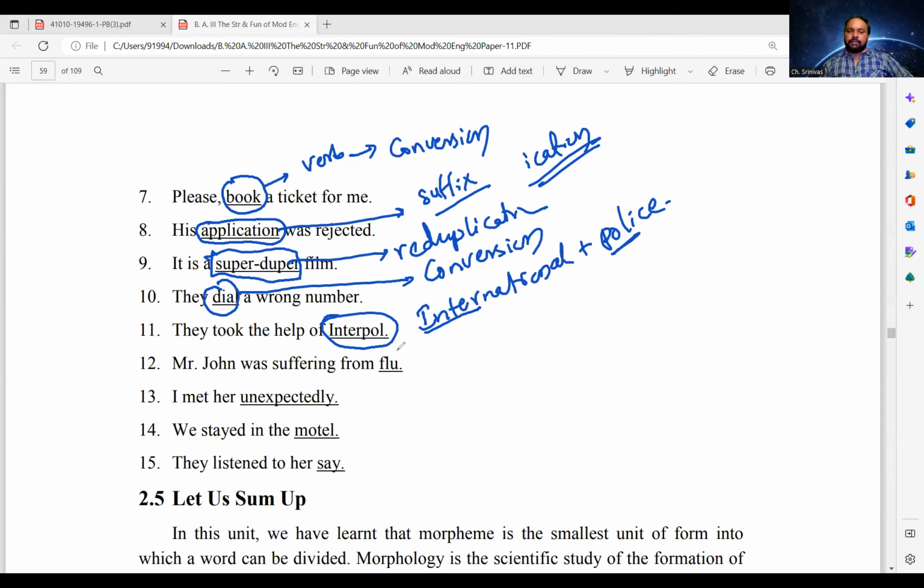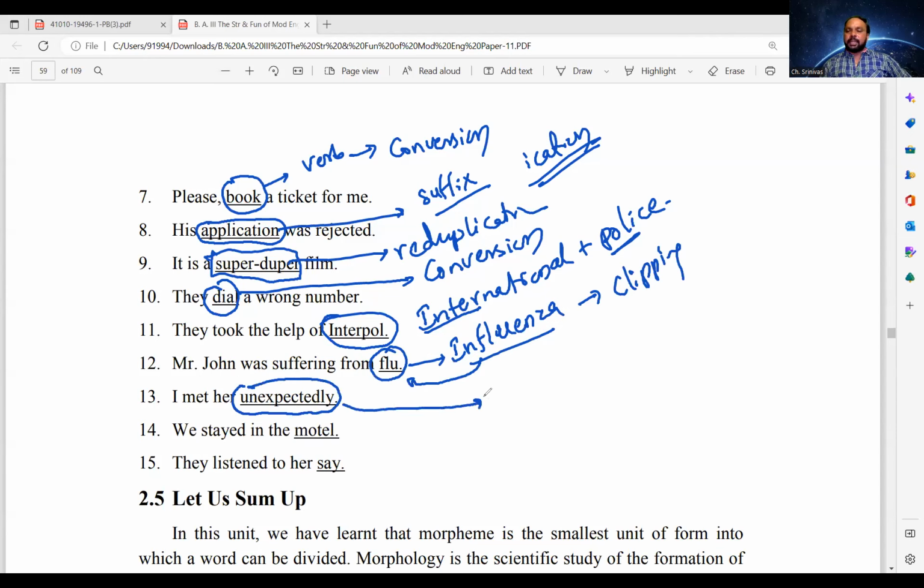This John was suffering from flu. So actually this is influenza. Influenza is the original word, but here in short we are calling it flu, and we are shortening a lengthy word. Lengthy word ni shortening chestunnamu. What is this process called? We are calling it clipping. Clipping is the answer.